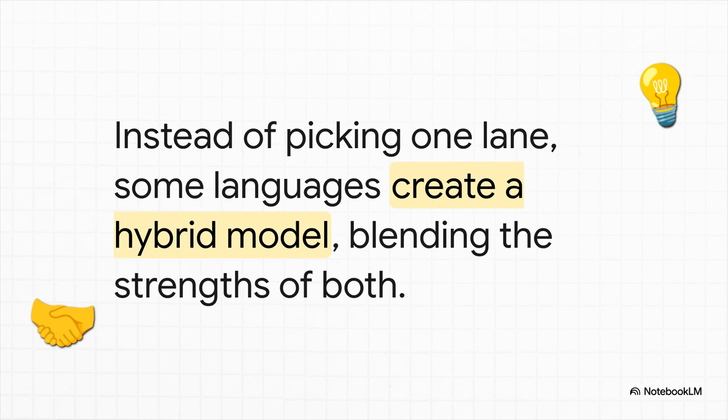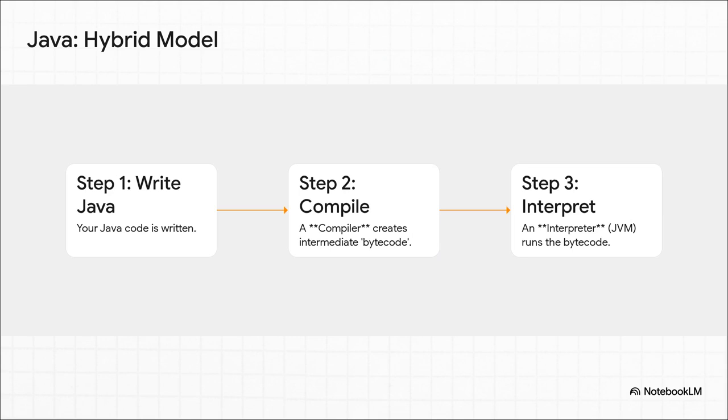Yeah, this is where things get super clever. The thinking is, why stick to just one approach? Let's try to combine them. So these hybrid models have popped up, and the whole goal is to get some of that raw speed you get from a compiler, but keep the flexibility and portability of an interpreter. And the poster child for this approach is Java.